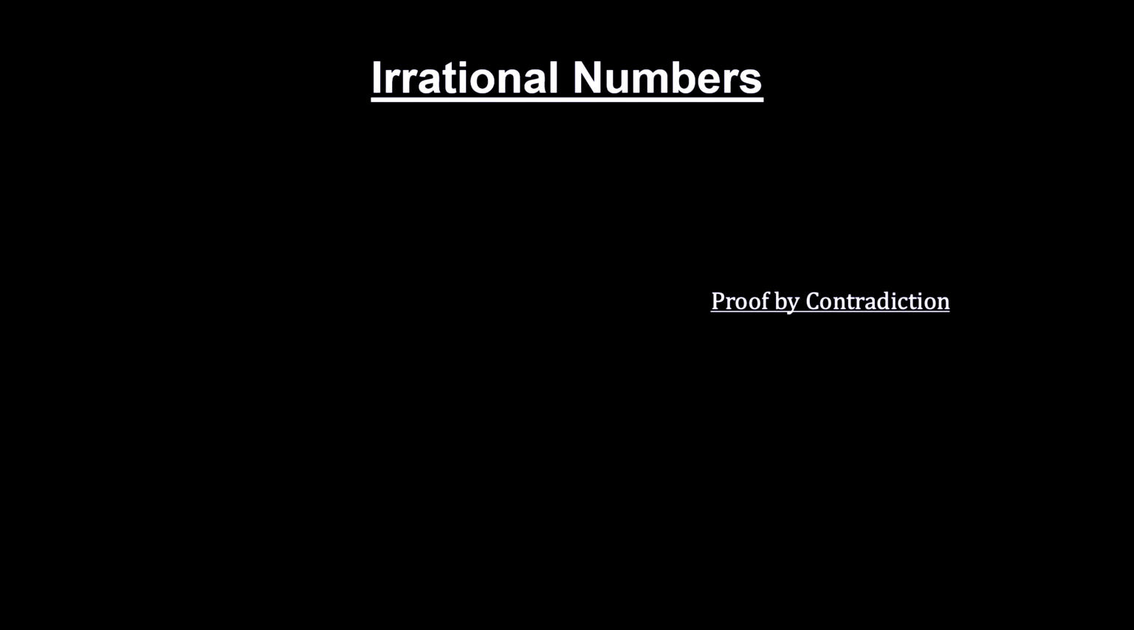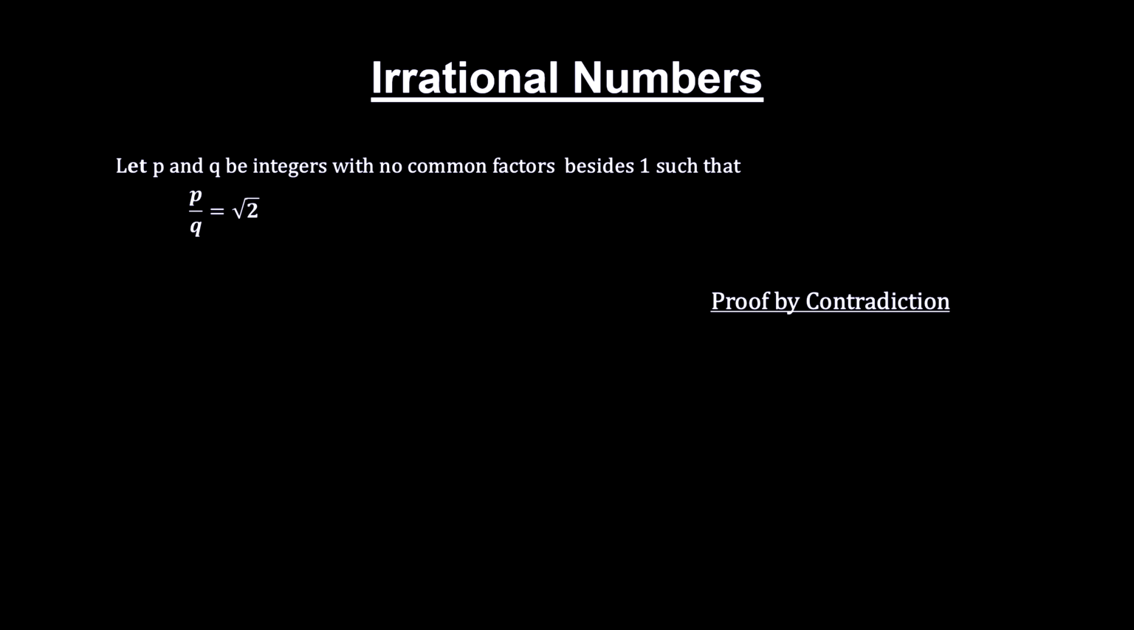Here's how it goes. First, assume that there is such a rational number, and show a resulting contradiction that negates the assumption. Suppose P over Q is a rational number expressed in its lowest terms, meaning they have no common factors except the number 1, such that P over Q is equal to the square root of 2. We can square both sides of the equation and multiply both sides by Q squared. This shows that P squared is an even number, and therefore P must be an even number, because an odd number times itself would be an odd number.